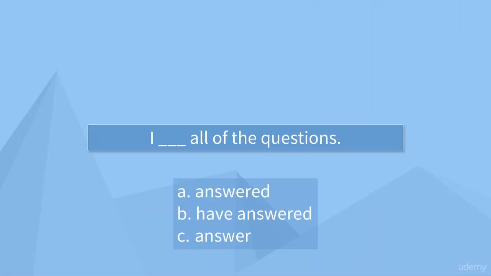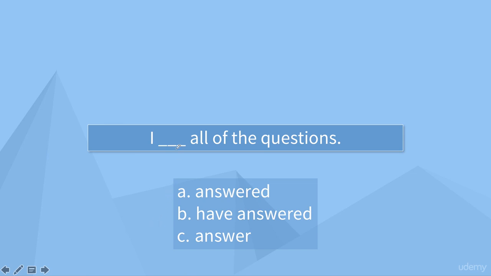So question for you now. See if you can answer before I give you the correct answer. The question is, I something all of the questions. And of course, we're looking for the present perfect answer. All of these options are grammatically correct, but only one of them is present perfect. So is it A, I answered all of the questions, B, I have answered all of the questions, or C, I answer all of the questions?